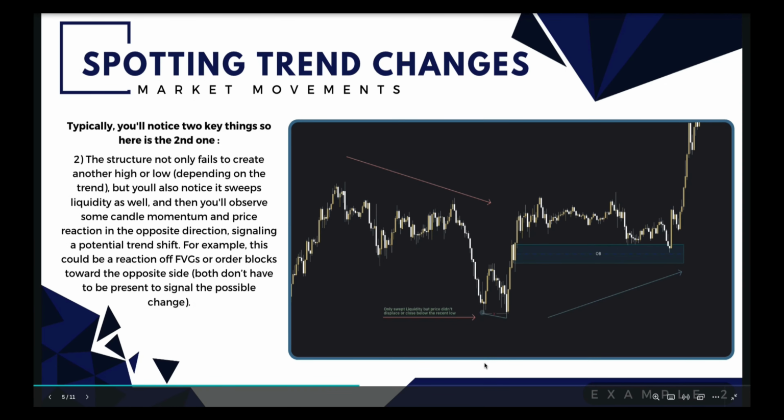Now, as for the second thing that you have to know, the structure not only fails to create another high or low, but you'll also notice it sweeps liquidity as well. And then you'll observe some candle momentum and price reaction in the opposite direction, signaling a potential trend shift. For example, this could be reaction off of fair value gaps or order blocks towards the opposite side. Again, both don't have to be present to signal the possible change.